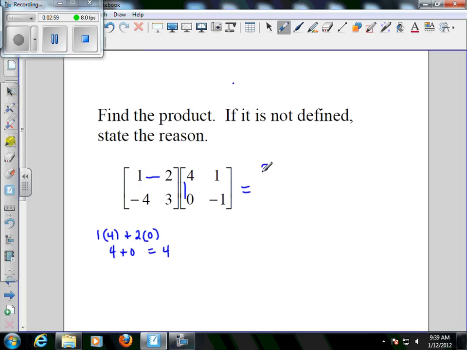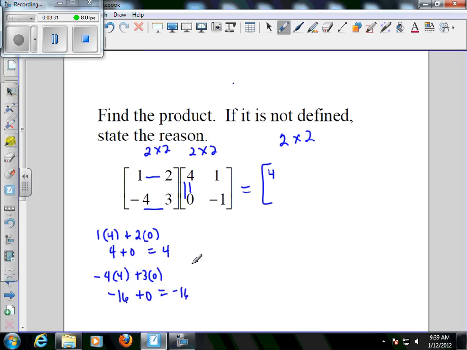Now we're going to create brackets and we're going to make 4 our first entry. By the way, since we are multiplying a 2 by 2 and a 2 by 2, the resulting matrix is also going to be a 2 by 2. Now what we're going to do, take the second row, multiply by the first column. So we're going to say negative 4 times 4 plus 3 times 0. Negative 4 times 4 is negative 16, plus 0 is negative 16. So that is going to go as the second entry in the first column.